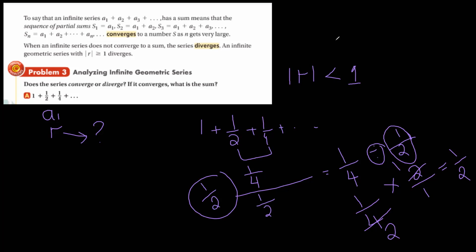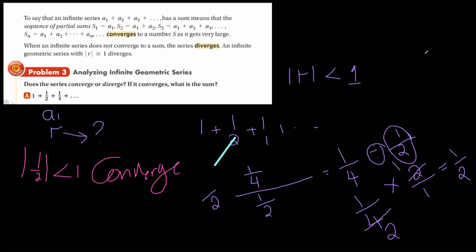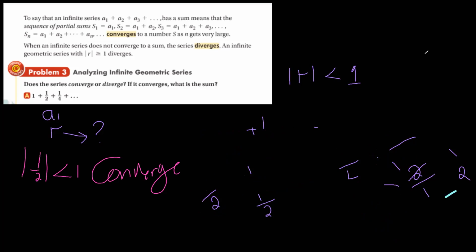Now, is the absolute value of half, which is half, less than 1? Yes, so it converges. Because the absolute value of half is less than 1, so what did I say? I say it's converge or diverge? Converge. It's converge. And since it converges, I can now find the summation.